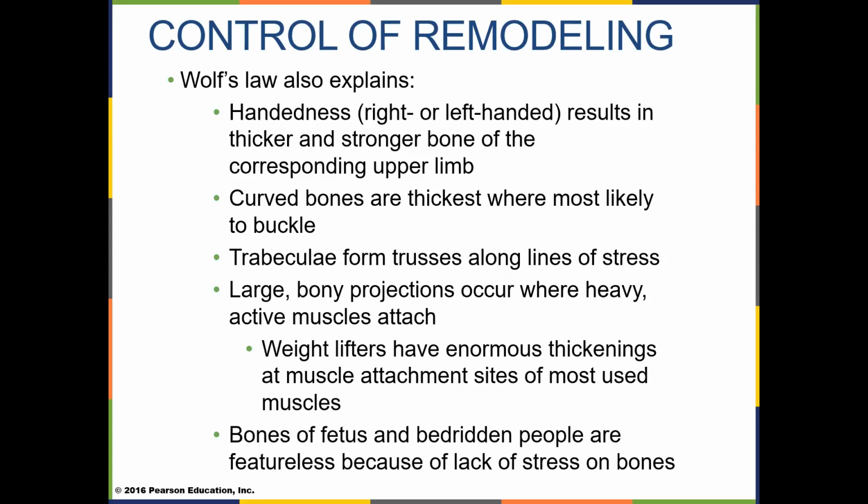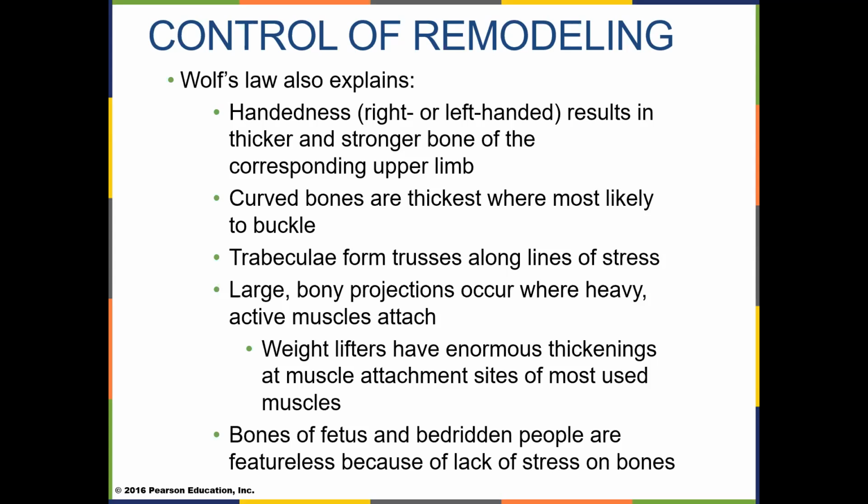We see this also with our dominant hand. Most of us have a dominant left or right hand. Some people are ambidextrous and have equivalent dominance. But if you're right-handed or left-handed, your humerus is going to be larger on the right side than the left side, or vice versa. Because you do more things with your dominant hand.